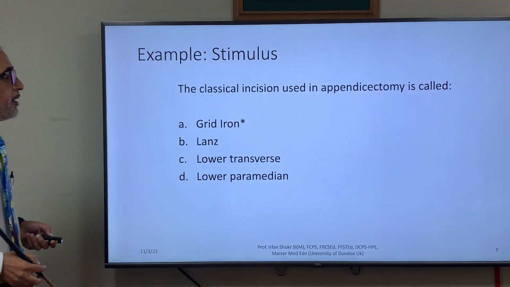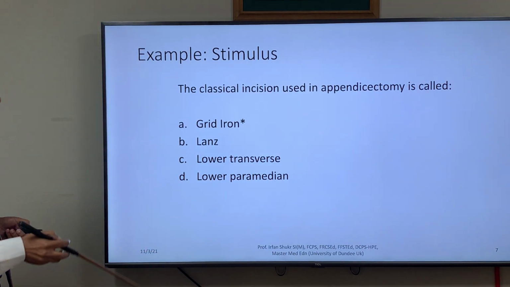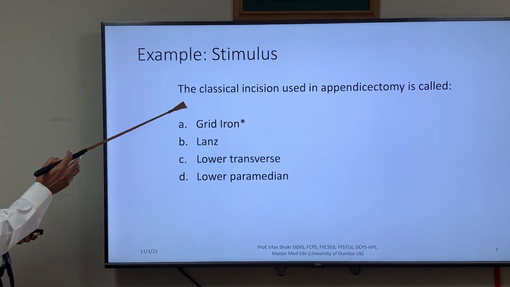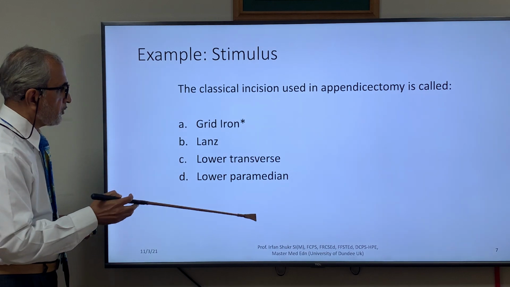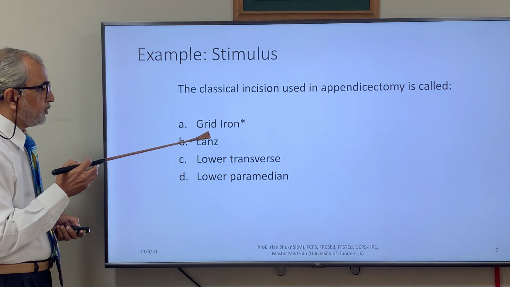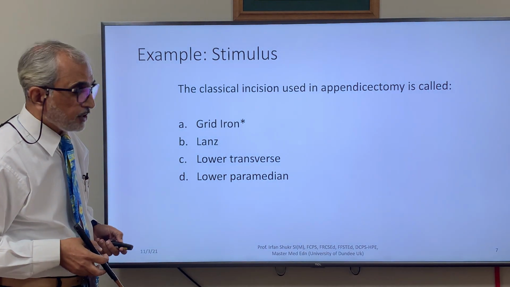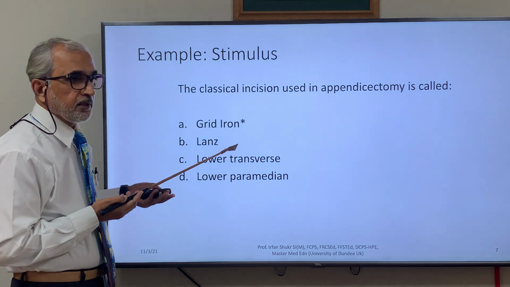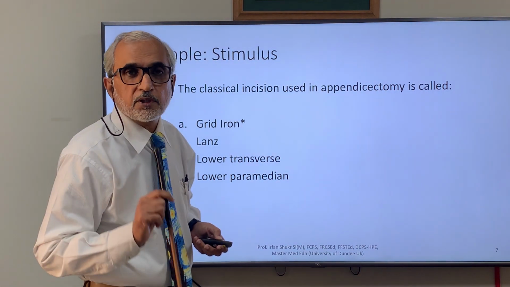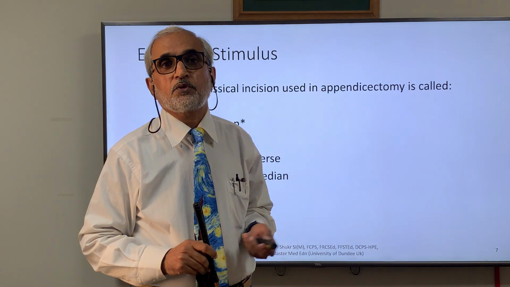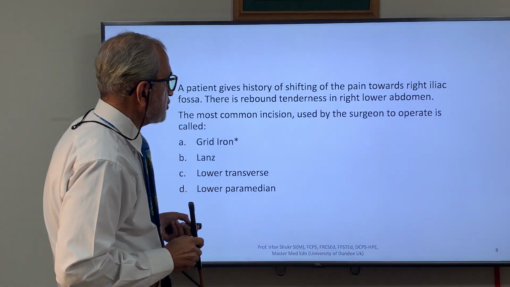Let me give you an example of stimulus. The same question is written like this: the classical incision used in appendectomy is called, out of the four. It is gridiron. For those who know the subject of surgery, this is simple recall of rote memory. So the level is going to be C1.